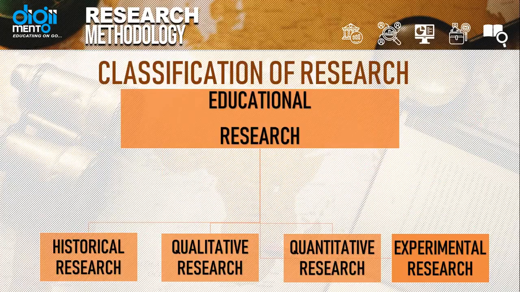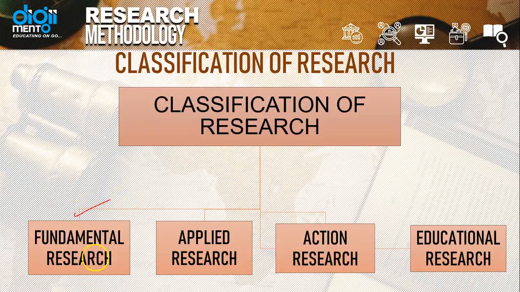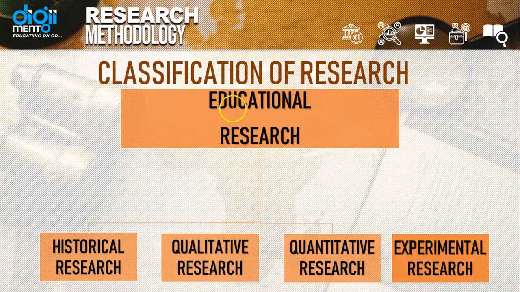educational research. In the educational research, we have studied previously, we have studied fundamental research, applied research, action research, and now we are studying educational research. Okay, and we classified the educational research in four parts. First one is historical research, second one is qualitative research, third one is quantitative research, and the fourth one is experimental research. Okay, so let's take some brief knowledge about the educational research, then we'll come to the historical research.